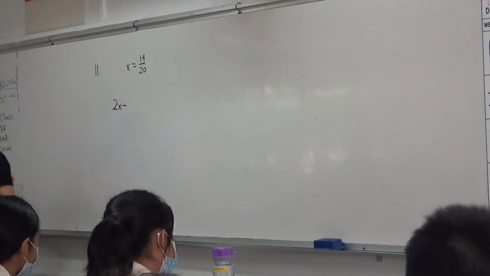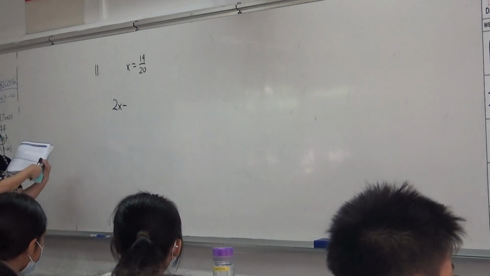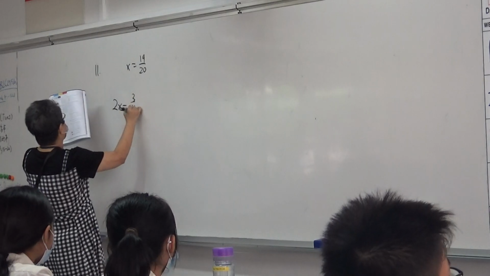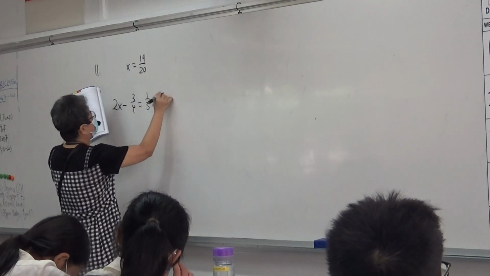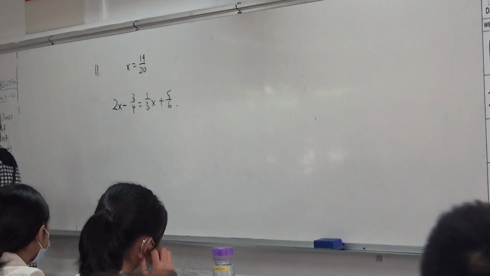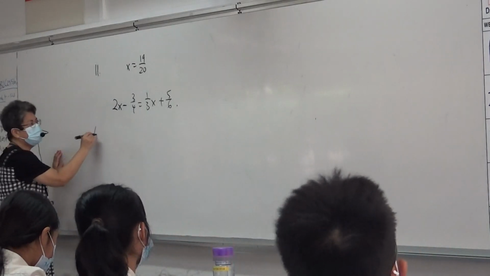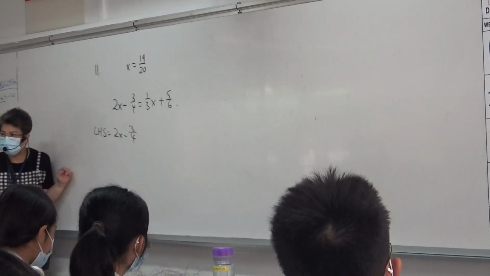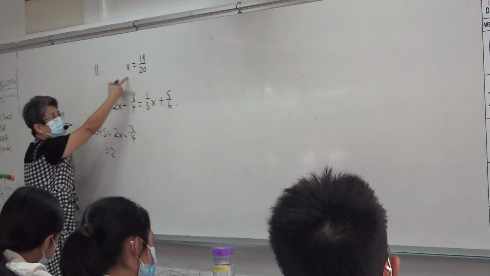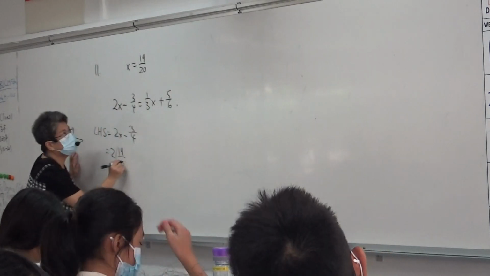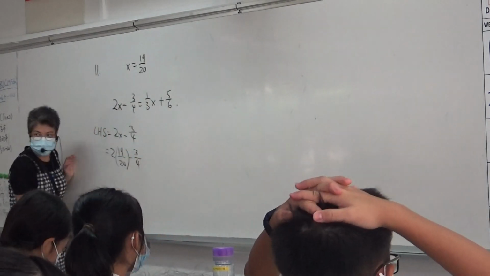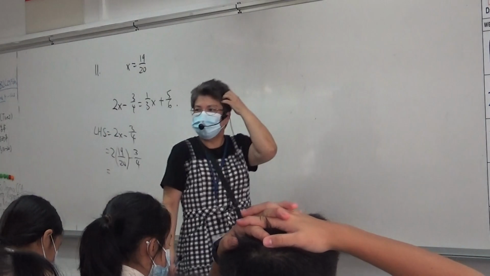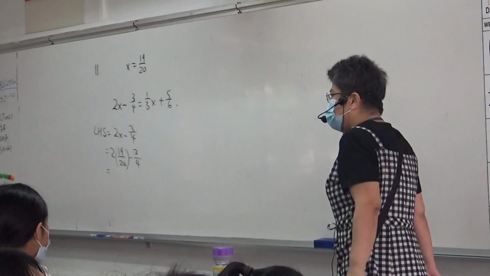2x minus 3 quarter equals 1 third x plus 5 over 6. Later I'll show you another way. Okay? Now, do you agree that the left hand side is this one? So if this is a solution, that means I will plug in 19 over 20. Okay, can you clear the calculator for me? 2 times 19 over 20 minus 3 over 4.